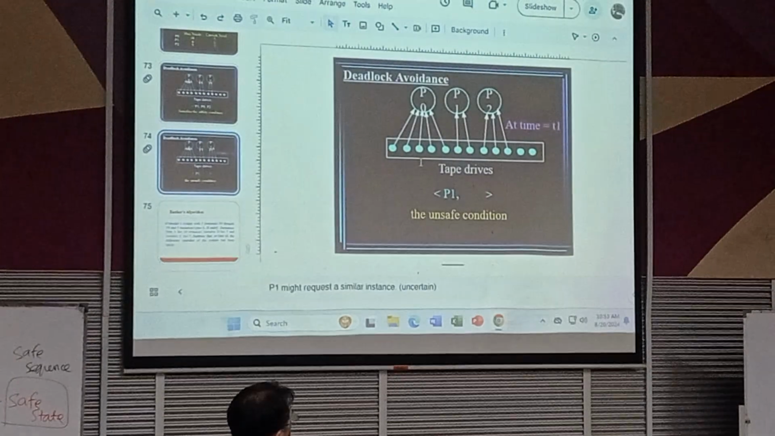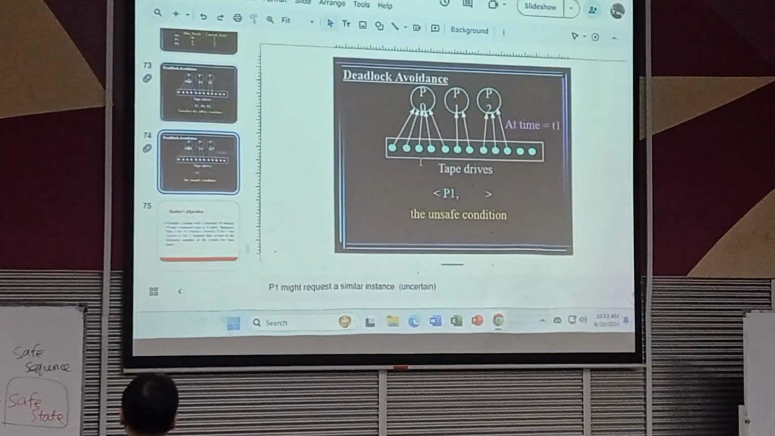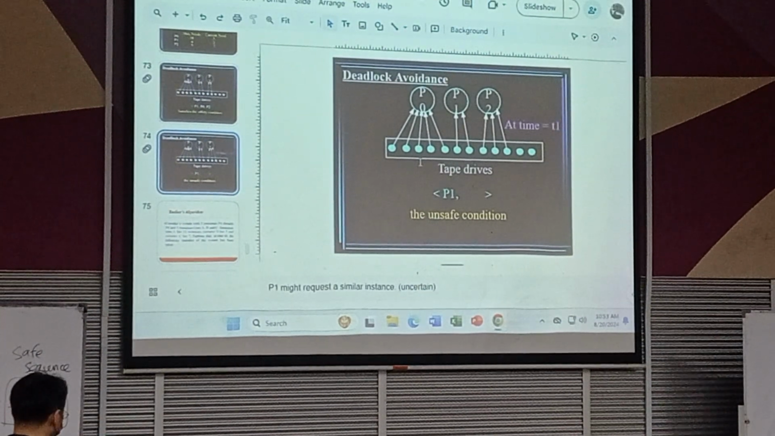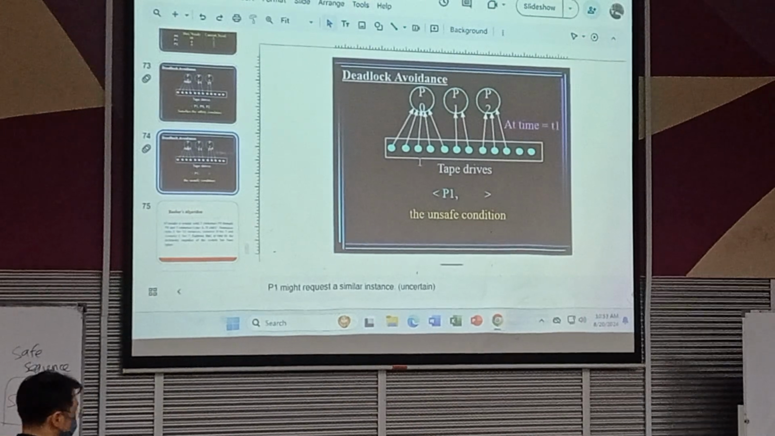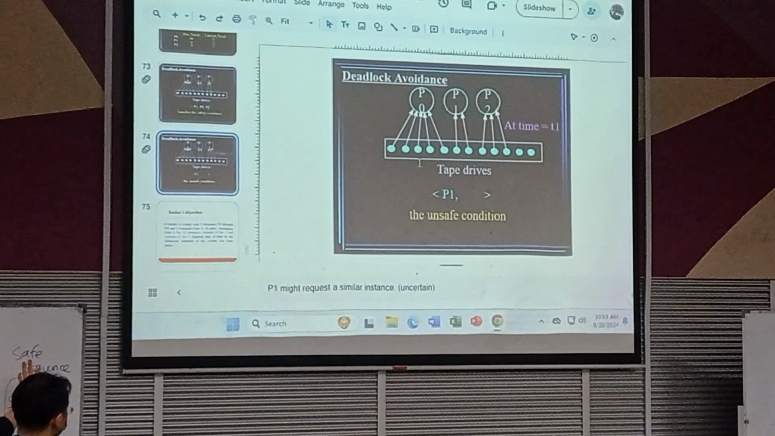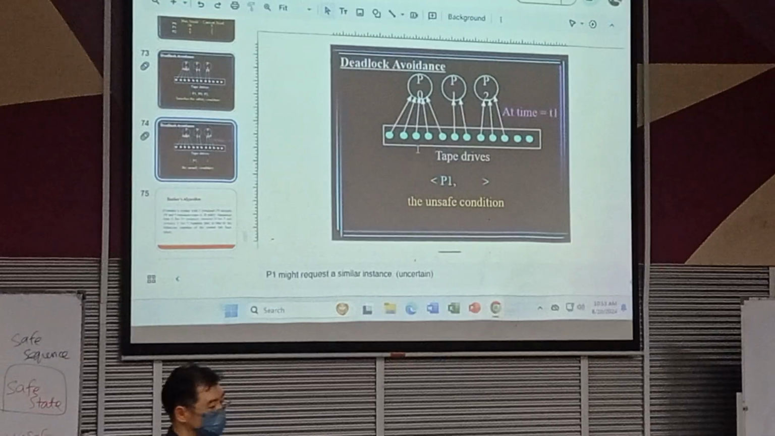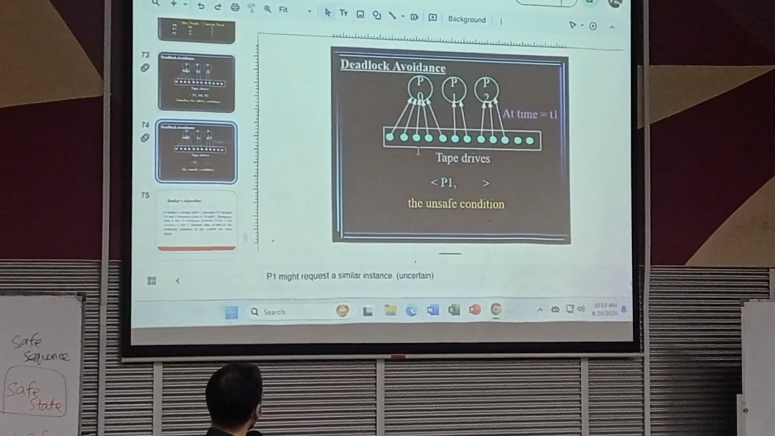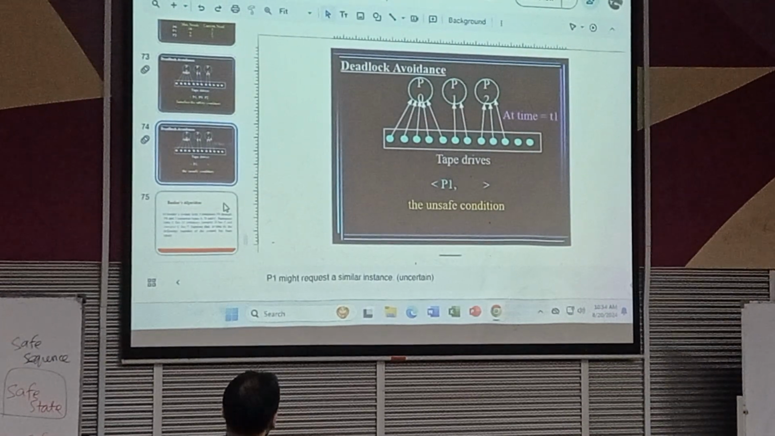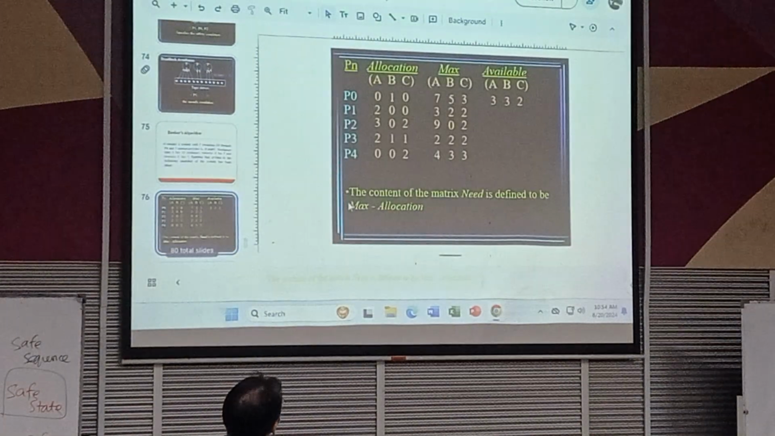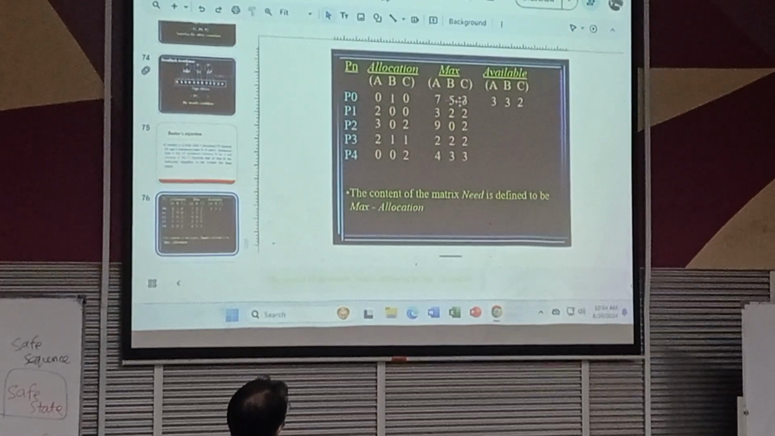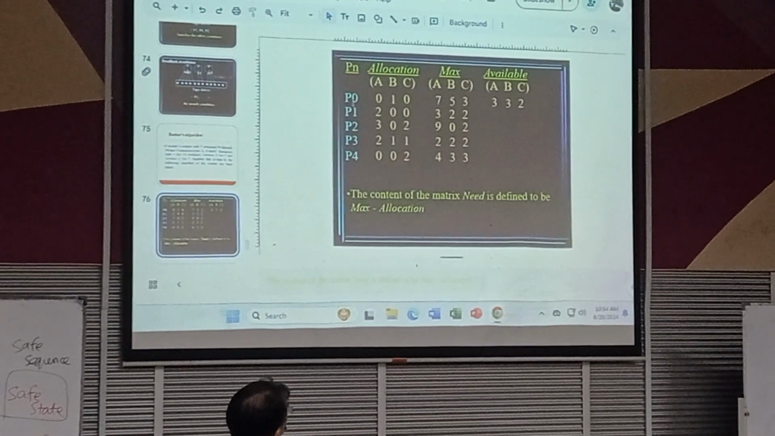Here it uses a different term. So if you see safe condition, unsafe condition, safe state, unsafe state, or in the video we use safe sequence, unsafe sequence, they are talking about the same thing. Just the term is different. And this is another example you can look through. You can try this exercise if you want to.